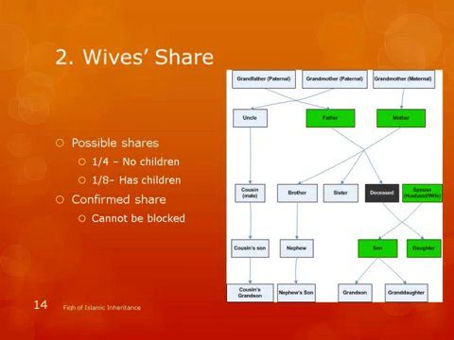Let's look at the wife's share now. It's very similar. It's just half of what we discussed for the husband, right? In this case, she gets a quarter or 1/8. The husband got half and 1/4, she gets just half of that. The same thing applies: we talk about children. This has to be the children of the husband. It does not necessarily mean the children of this particular wife.